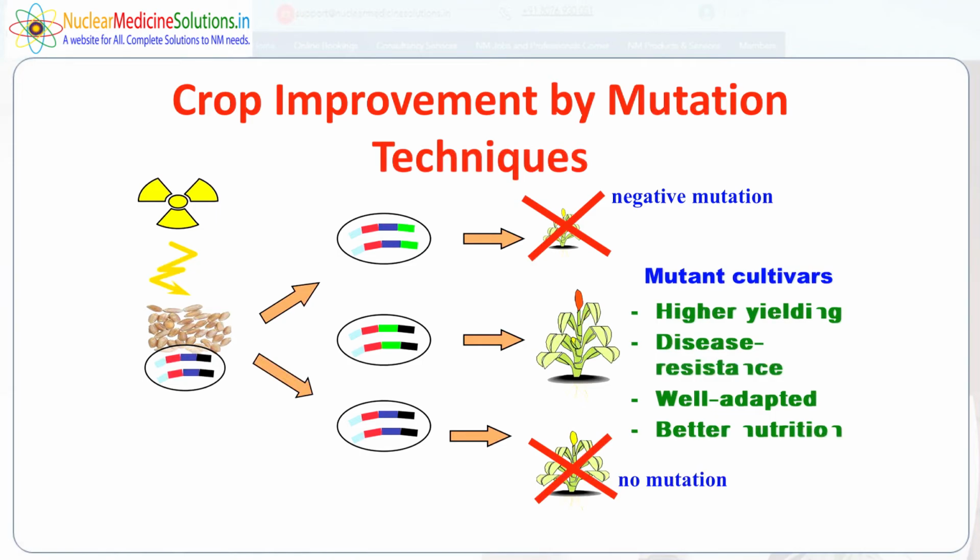You can increase the life of the crop by using this particular radiation. As you can see, when the radiation falls on the seeds, mutant cultivars are produced, and how it changes when there are no negative mutations and when there is no mutation.